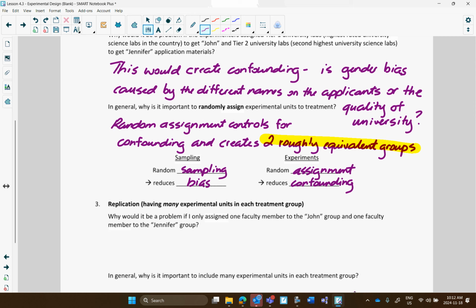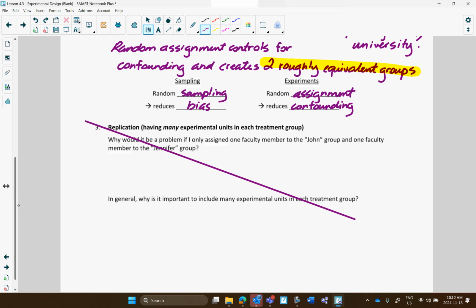Third one, you've got to be a little bit careful with because it's not what you think it means, or it's likely not what you think it means. If you think replication means do the experiment over and over and over again, no. Replication means having a large enough sample to perform an experiment on. Generally, the larger the better. Okay.